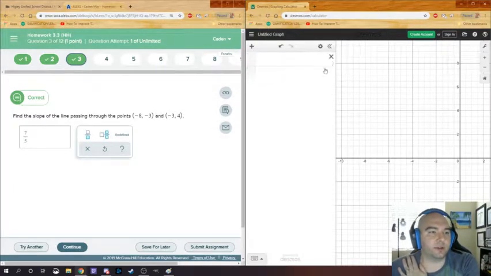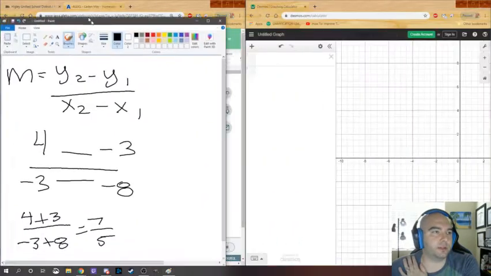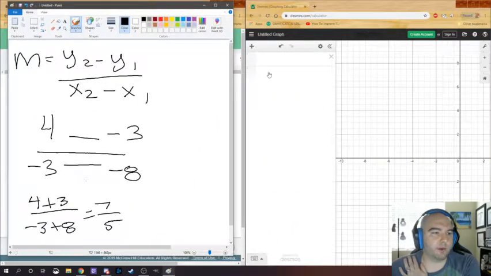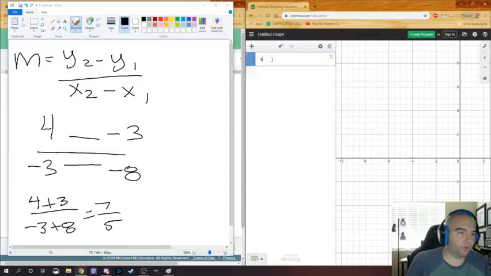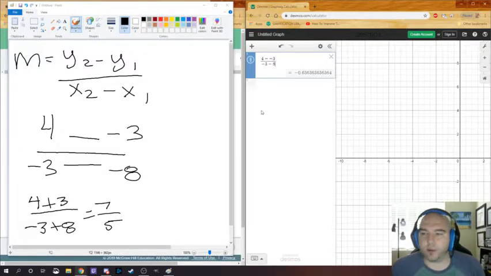My advice is this: if you're going to use Desmos, use it for this. See this thing right here that I wrote? That's what I'd want you to do in Desmos. 4 minus negative 3, all divided by negative 3 minus 8. It can do the math for you, and you're probably like, hey, look at that. What is that? Oh, wait a second. Forgot the extra minus sign. You're probably like, okay, what is that? What does that equal? You can click this, and it'll tell you 7/5.